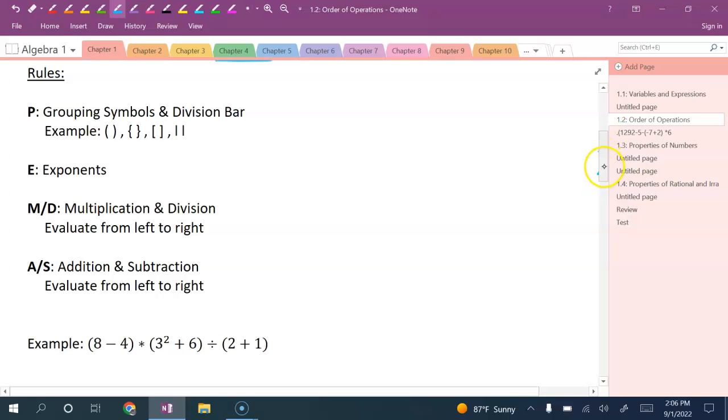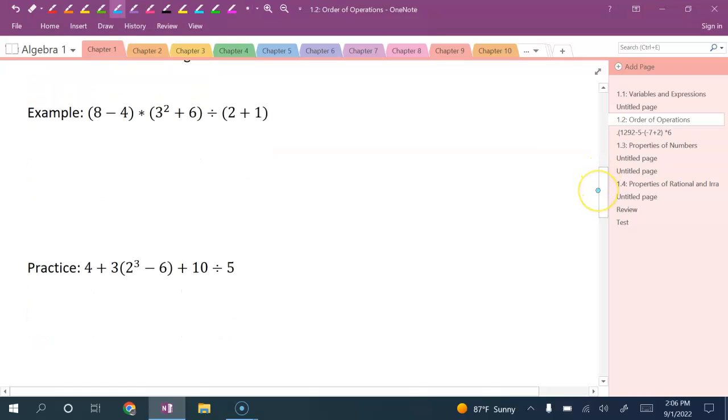So let's take a look at this next example here. It's the same numbers as in that very first example, but they've thrown in some parentheses. So we have to evaluate all of those first. In this first group, we've got 8 minus 4, which would just be 4, times. In the second set, I have 3 squared and then plus 6. I have to take care of those exponents first. So 3 squared would become a 9, and then we have plus 6. And then divided by 2 plus 1 would be a 3. I still have parentheses, so I need to do that 9 plus 6 next.